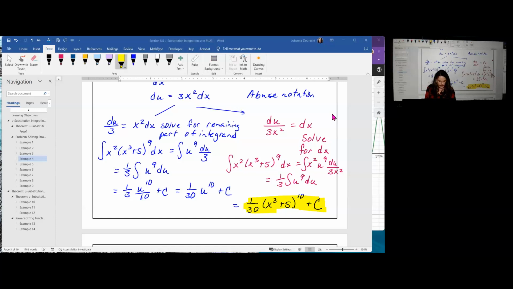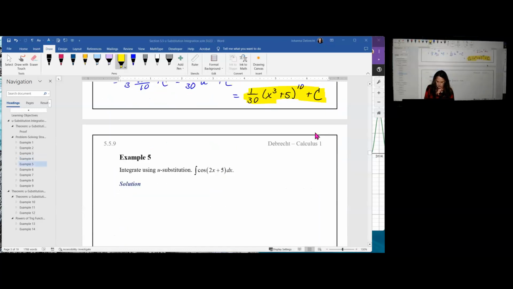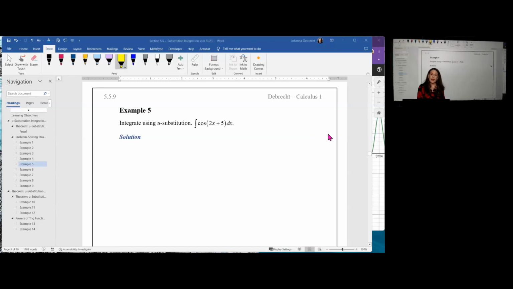Let's take a look now at example 5. In example 5, we again have composition of functions. I have a polynomial 2x plus 5. That is the argument to a cosine function. That makes 2x plus 5 the inside function, cosine the outside. The derivative of 2x plus 5 is simply the constant 2. But constants aren't something we have to worry about with u-substitution. Go ahead and pause the video to work this one out on your own.